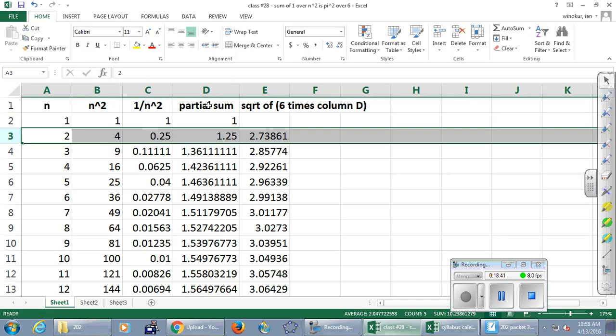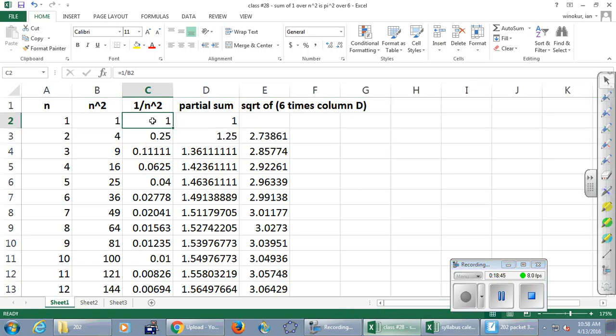Then we're going to do the partial sums. The first 1 over n squared was 1. And then we add 0.25 and we get 1.25. So that's just 1 plus a quarter, right? And then we add a 9th, which is this number. And we add a 9th to 1.25 and we get that number. Fair? And then the last thing I did, it's going to be hard in the back to see this thing. I can't make it any bigger. But it just says equals square root of 6 times this column, which is exactly what we did when we solved for pi in that other equation.